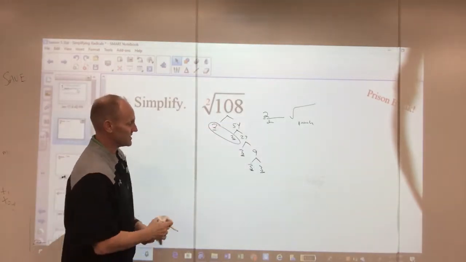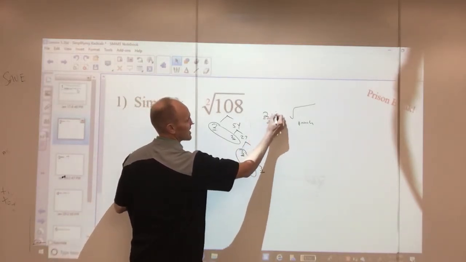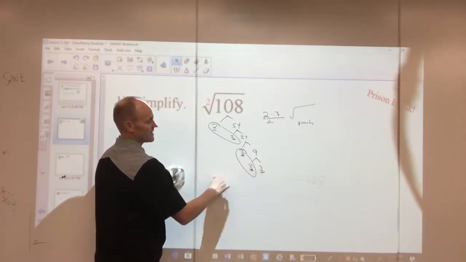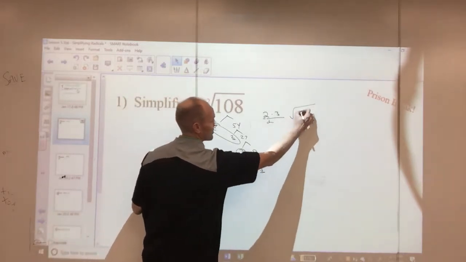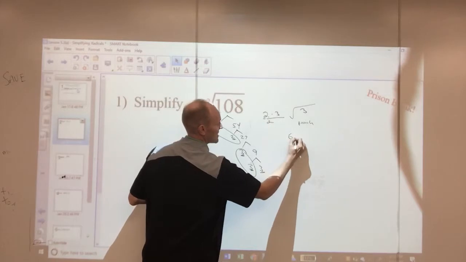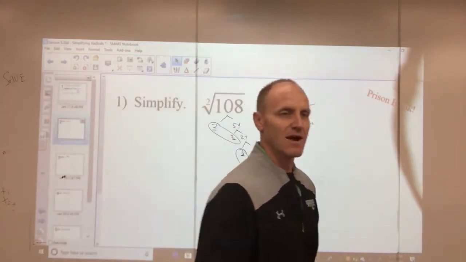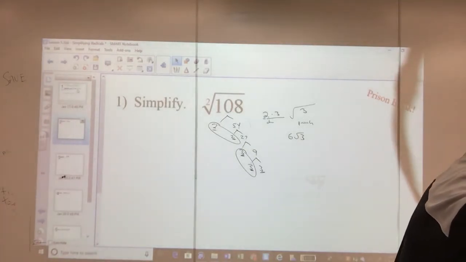All right, let's look at these 3s. It doesn't matter which ones I pair up, but I also have a pair of 3s. They go on the dance floor. This 3 here has no partner. Sorry, go get some punch. And what you end up getting is 2 times 3 is 6. This would be the simplified form of square root of 108. Okay. All right, let's look at another example.